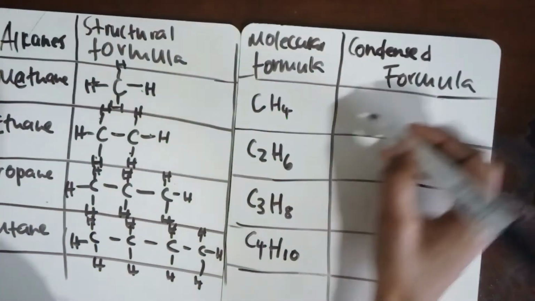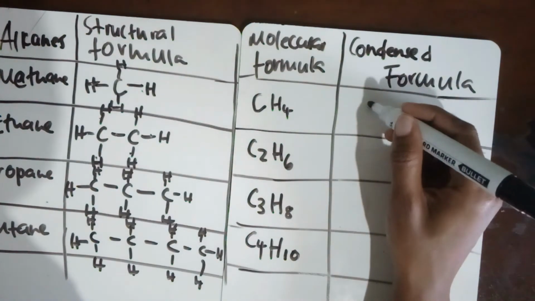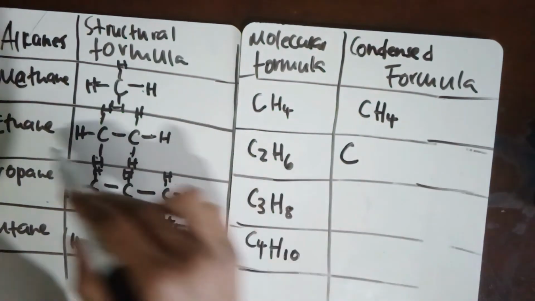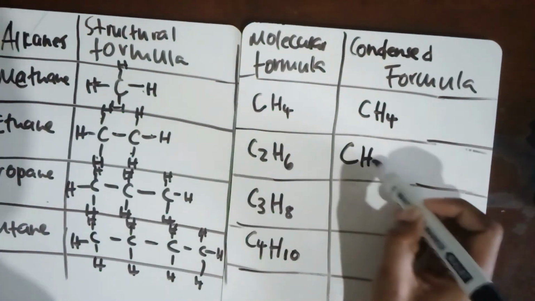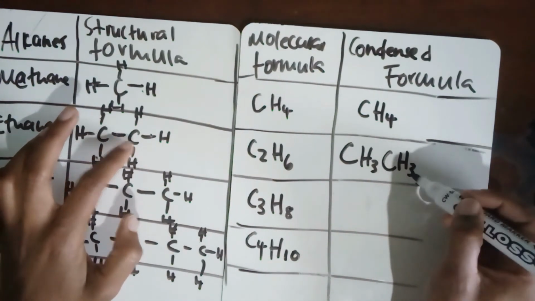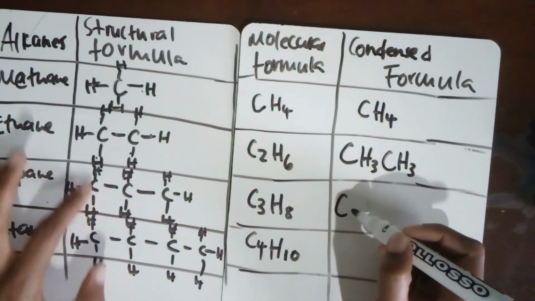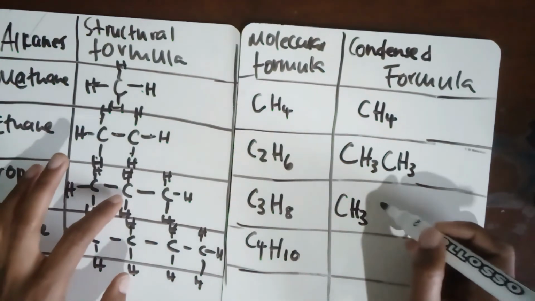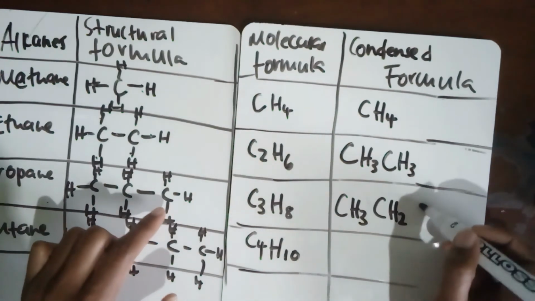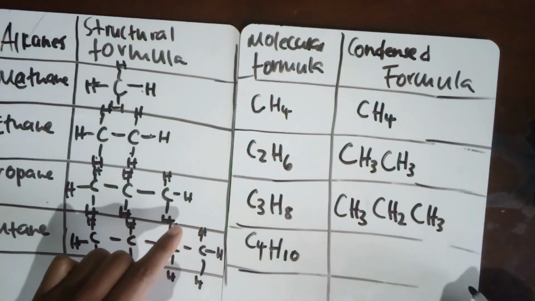So for methane, its condensed formula will just be CH4, right? For ethane, we have C, and on this carbon we have 3 hydrogens. Then we go to the second carbon where we have also 3 hydrogens. So I'm hoping you see what's done. Let's start here again. For this one we have C with 3 H atoms, and then on the second carbon we have C with 2 H atoms, and then on the third one we have C with 3 H atoms, or hydrogen atoms, right?